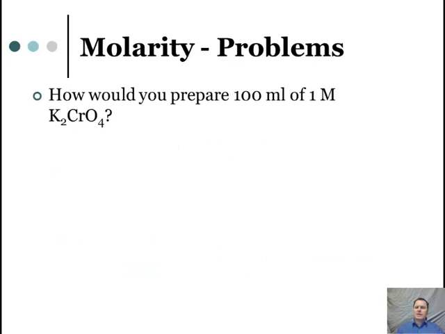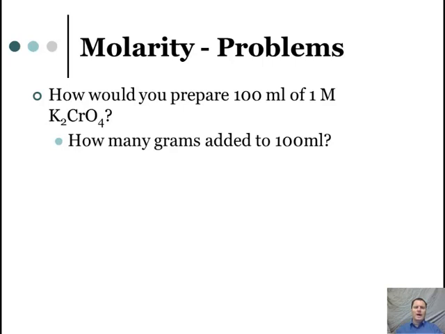Alright, here's our second type of solution. How would I prepare 100 milliliters of a 1 molar potassium chromate solution? So I know the molarity that I want, and I know the volume, but what am I really looking for? Well, I know the volume is going to be 100 milliliters. What I need to know is how much potassium chromate I need to put in there. How many grams do I need to add to 100 milliliters? Well, like always, we start with what we're given. I'm given two things here: my volume and my molarity. Which one should I start with? Well, let's start with molarity because that makes more sense.